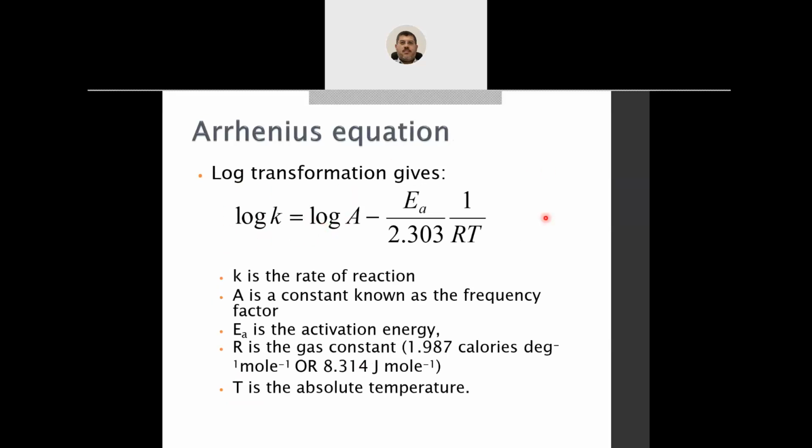Now we look at this equation as a linear equation. Y equal to intercept plus slope times x. So here what is the slope, what is x? Log K is y and 1 over T is x, and the slope is activation energy divided by R times 2.303. If it is ln K versus 1 over T, then you don't have this constant 2.303.